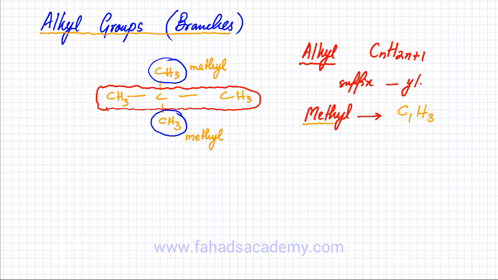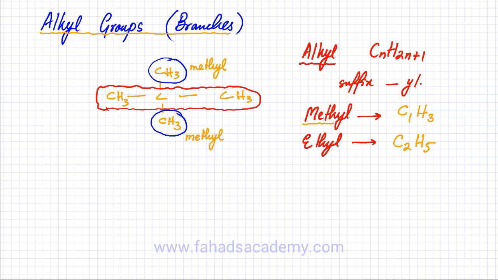So an ethyl branch would have 2 carbon atoms, because "eth" means that there are a total of 2 carbon atoms. So if you go by the formula, it would be 2 times 2, which is 4, plus 1, that would be 5. So C2H5.